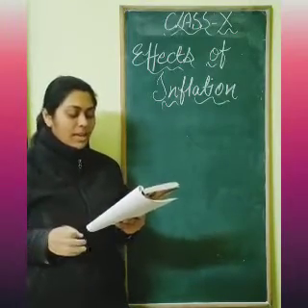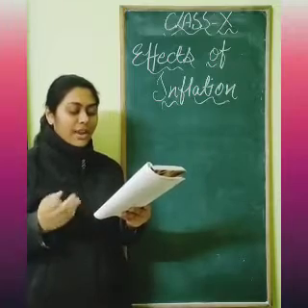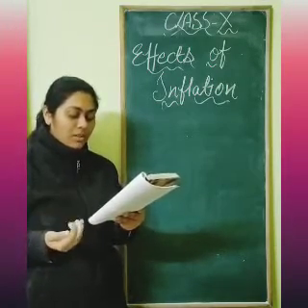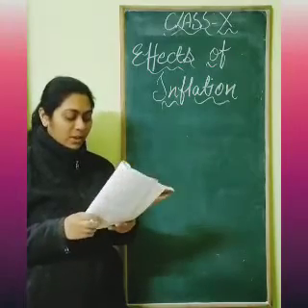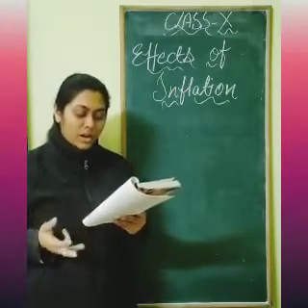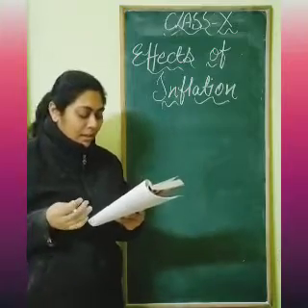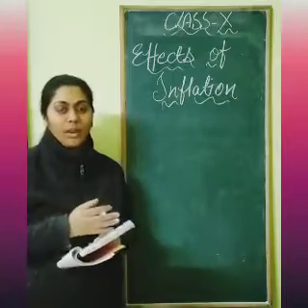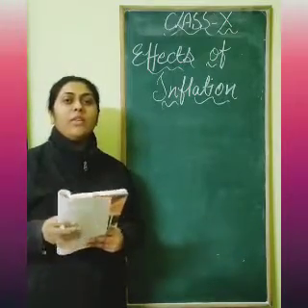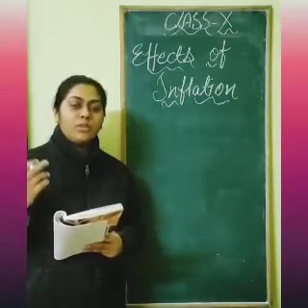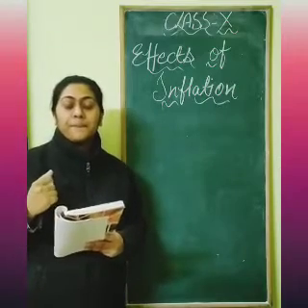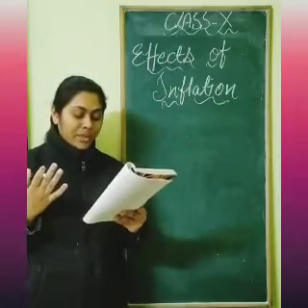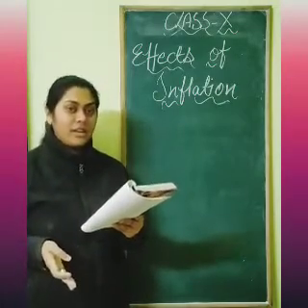Second is hoarding. In times of inflation, traders hoard stocks of essential commodities with the idea to earn more profit in the near future. As a result, the available supply of goods in relation to increasing monetary demand decreases. Hoarding means that everyone thinks of increasing their profit margins, their profits and earnings.